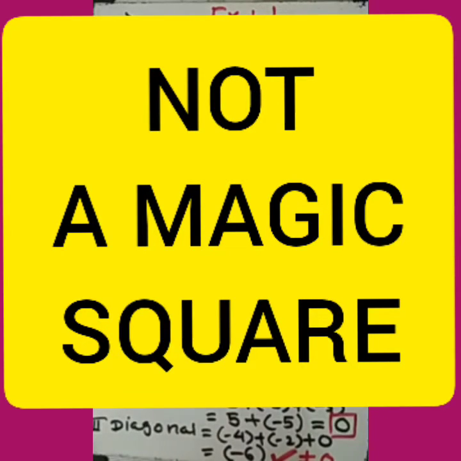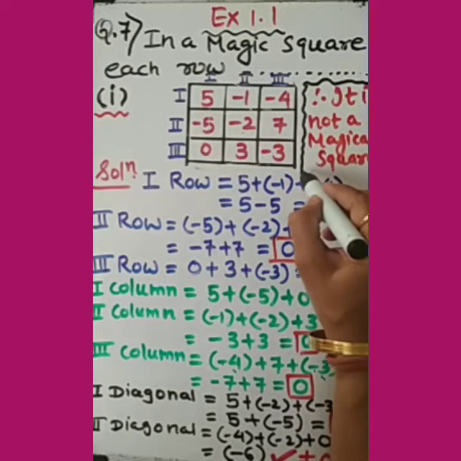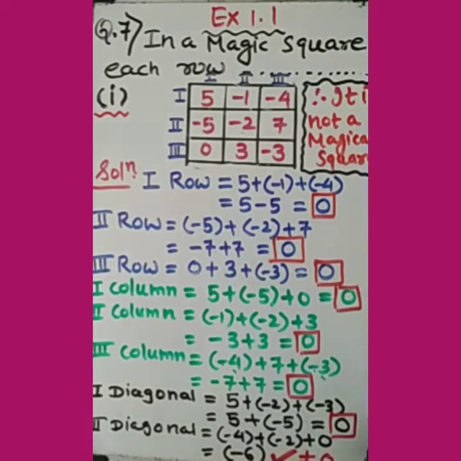So I am putting it in a proper way for your benefit. This is your final solution. I am mentioning it here. You please mention this just below. It is not a magical square because the last diagonal sum is not coming 0. I hope it's clear to you.